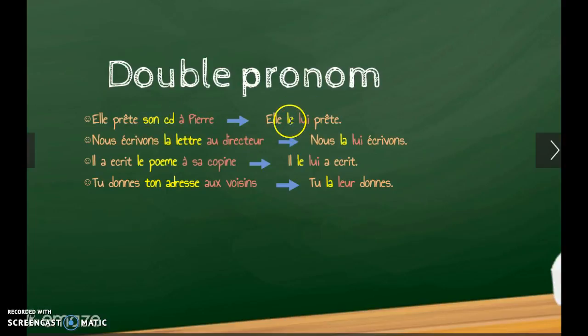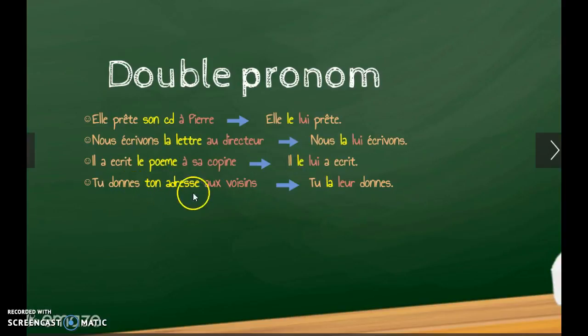And you can see the order of the pronouns really follows the order of the nouns in the original sentence. Nous écrivons la lettre au directeur. We write the letter to the director. So nous la lui écrivons. La to replace lettre, lui to replace directeur. Il a écrit le poème à sa copine. He wrote a poem to his friend. So il le lui a écrit, le to replace poème, lui for copine.